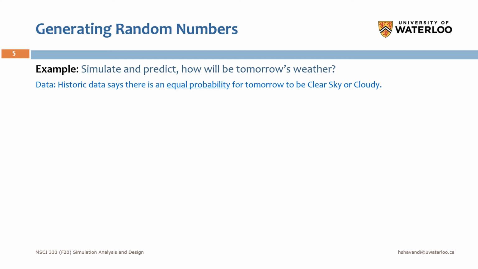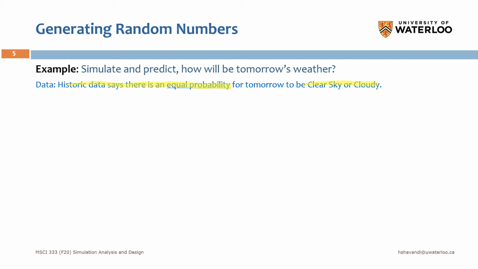Simulate and predict how tomorrow's weather will be. Let's say by the historical data, we can estimate that tomorrow's weather will be clear sky or cloudy with equal probability. So based on the historical data, we predict that tomorrow's weather will be clear sky with 50% chance and cloudy with 50% chance. This is what we know by the historical data.